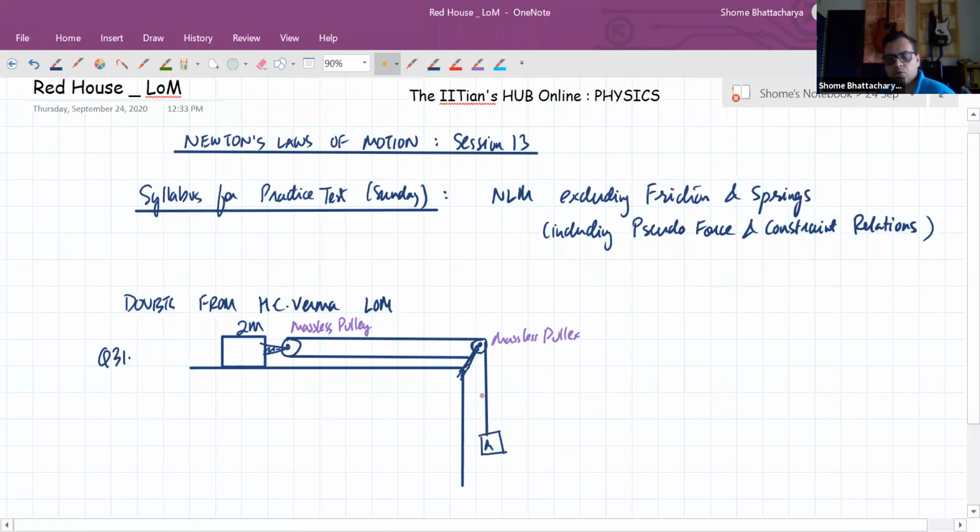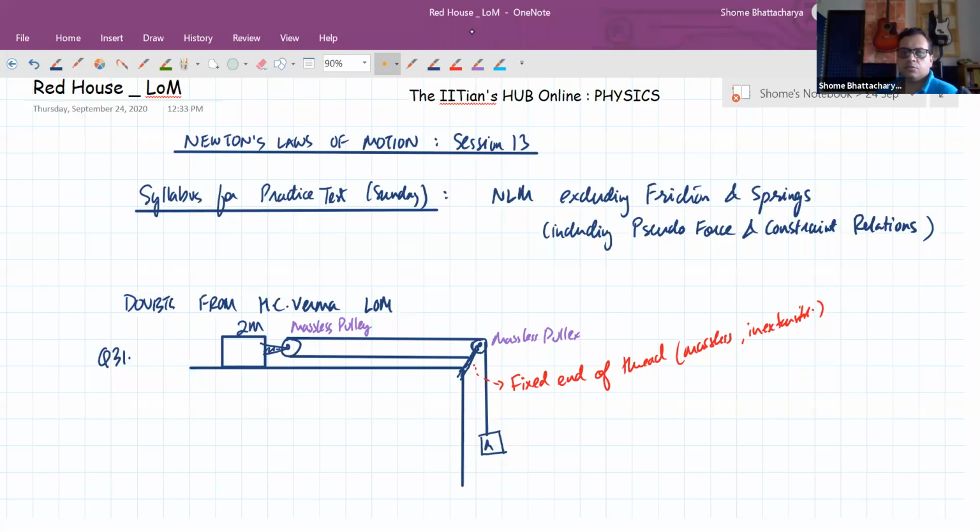And as I said, you have to understand this, that this end of the string is fixed. And the thread is also massless and inextensible. Okay. So hope that clarifies what the question is talking about. Okay, I'll come to the other questions also. Let me finish with this.